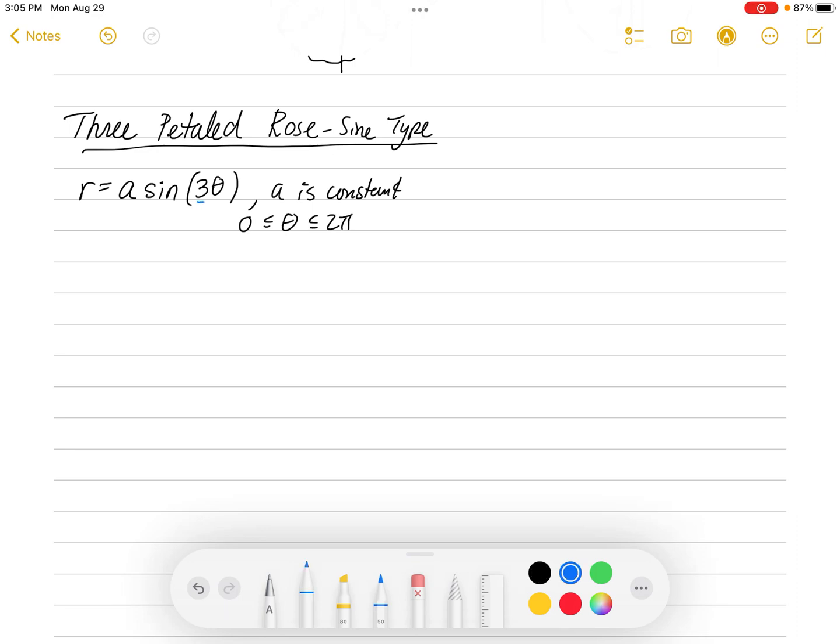Now, interestingly, notice that the number in front of the theta within the argument is an odd number. When you have an odd number bigger than 1, that's going to tell you you just have n petals. So rather than doubling the number like with the even number, you're just going to have, in this case, n petals. So in this case, it would have been 3 petals. So n petals if n is greater than or equal to 3, is odd.